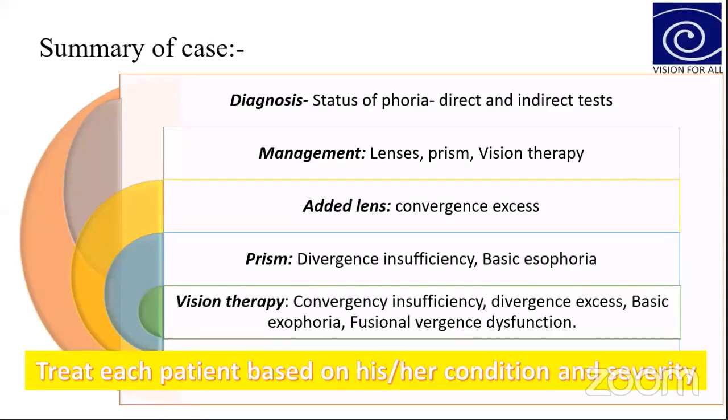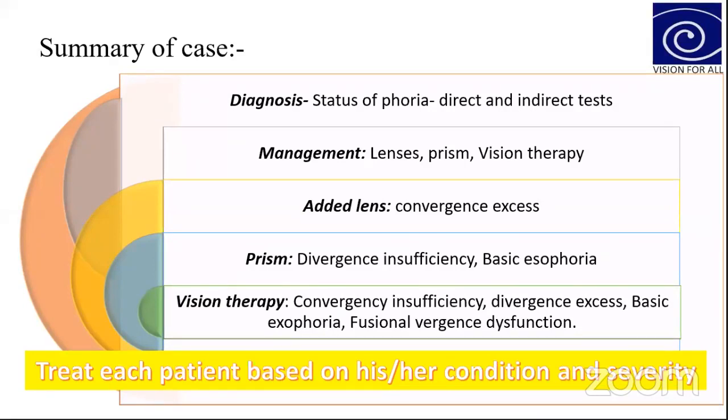One thing we have to always remember is to treat each patient based on his or her condition and severity. I would like to conclude here by saying that for all this therapy and everything, the patient's symptoms should be considered as the main thing. So treat each patient as an individual case, and do not go theoretically. There is no hard and fast rule that in every case I have to do everything, that every case should do vision therapy. So don't do it.